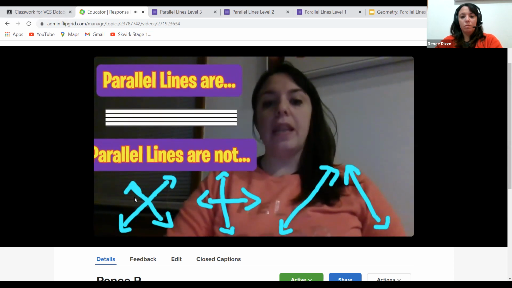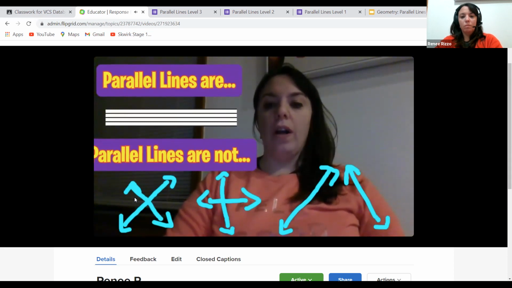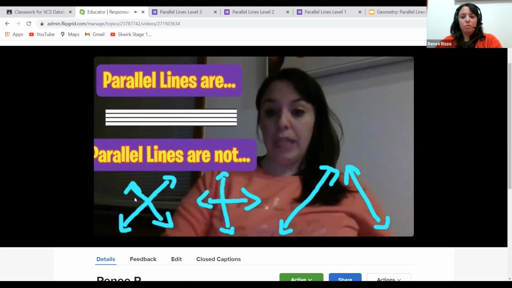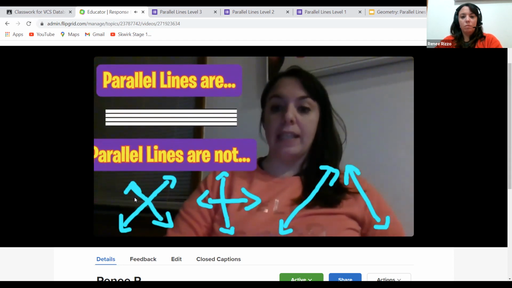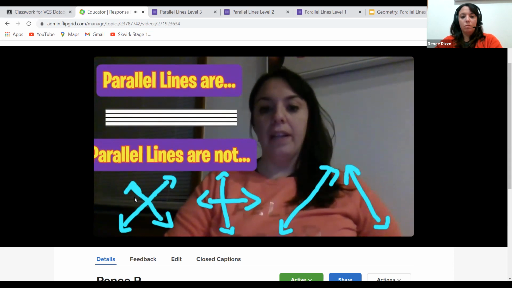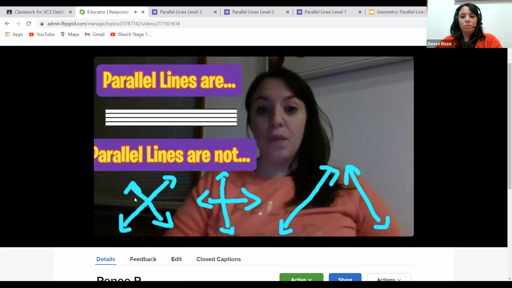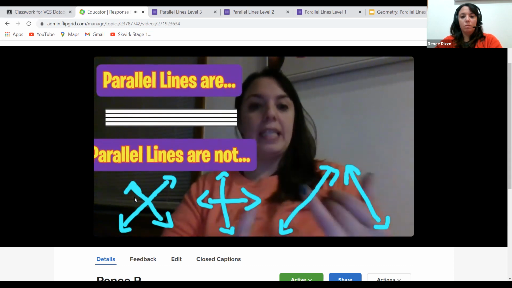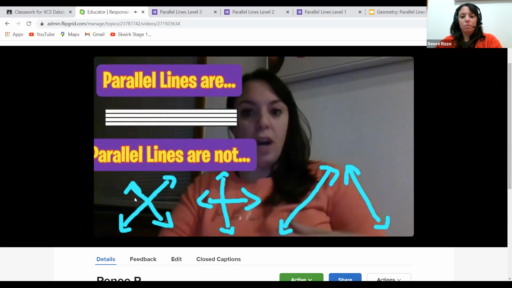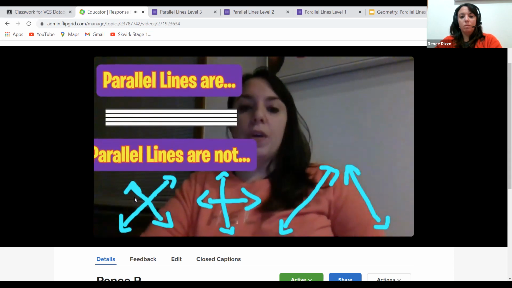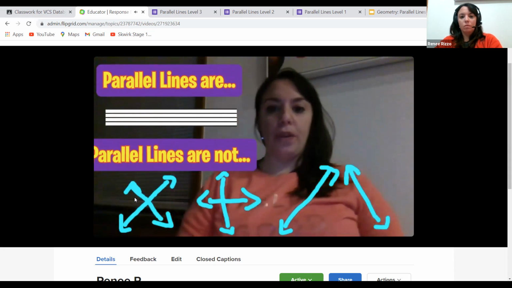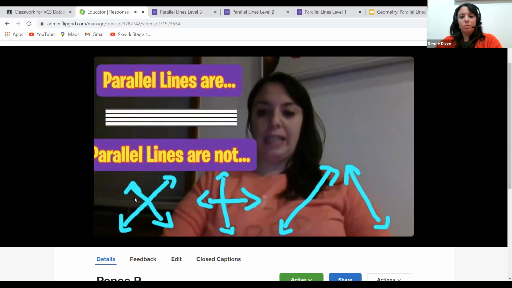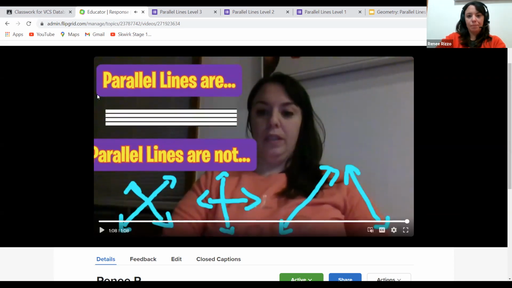For the same reason, these two would not be parallel lines. These two lines are not intersecting yet, but they would intersect eventually if you kept extending them, so they are also not parallel. So there's other possibilities of what you can do with Flipgrid, but those are just some of the features. Text, stickers, you can draw, you can speak. So there's a lot of possibilities for both you and your students using this as a tool.